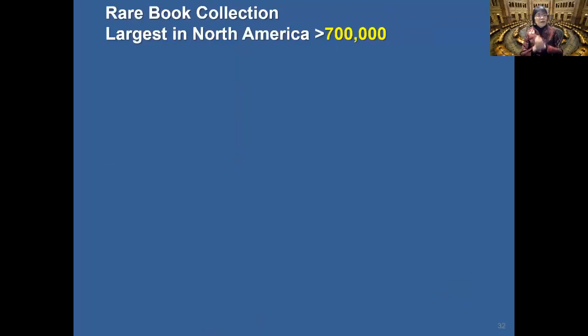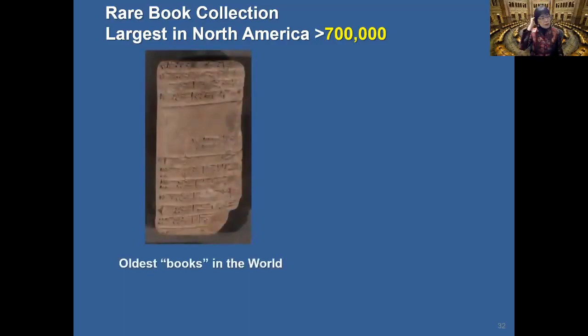All right, rare book collection. Rare books, we have the largest collection in North America. We can't say we have the largest in the world because Europeans probably have more and Chinese probably have more. We have 700,000 rare books. I would like to share some with you. One is the oldest books, I put in quotation marks, the oldest book in the world. What are they?